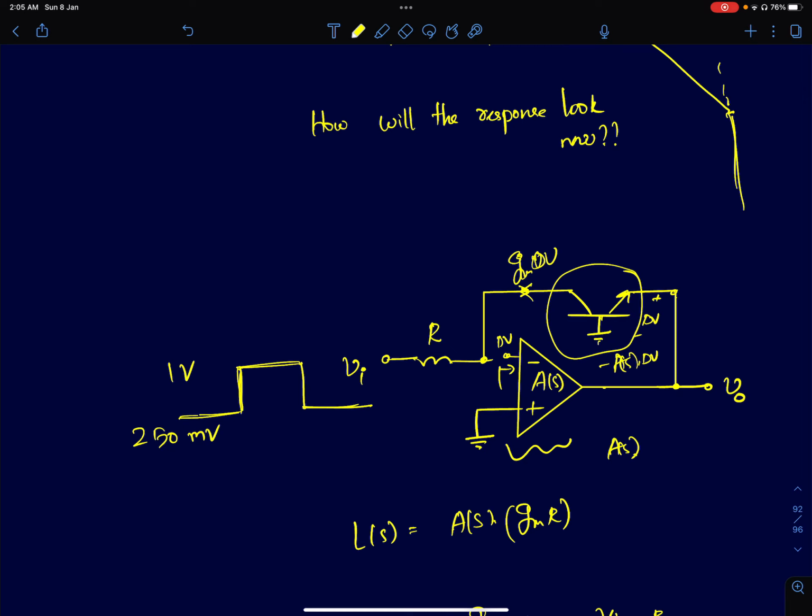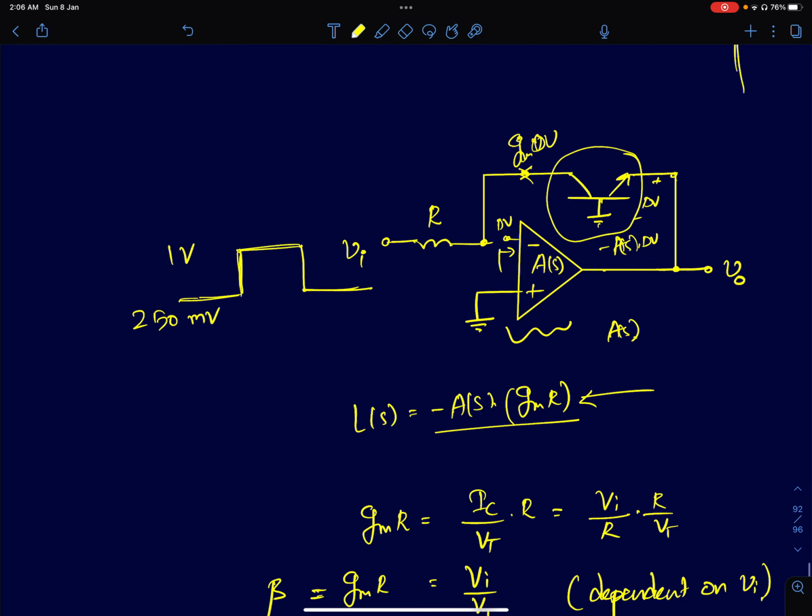So loop gain will simply be, it's just a common base amplifier. Collector is connected to a resistance of value R. So the gain will simply be Gm times R. So you'll have A of S into Gm times R. Of course, the loop gain is negative because it's a negative feedback circuit. So this is the loop gain expression.